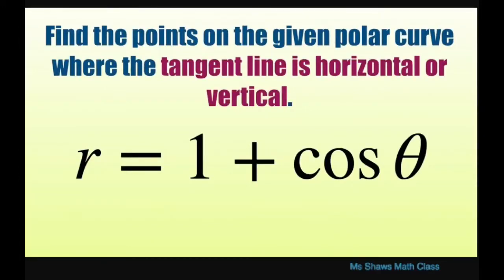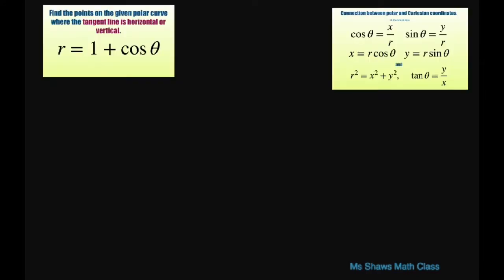Hi everyone, we're going to find the points on the given polar curve r equals 1 plus cosine of theta where the tangent line is horizontal or vertical. So first we're going to look for the horizontal tangent line. We need the derivative of y with respect to theta.